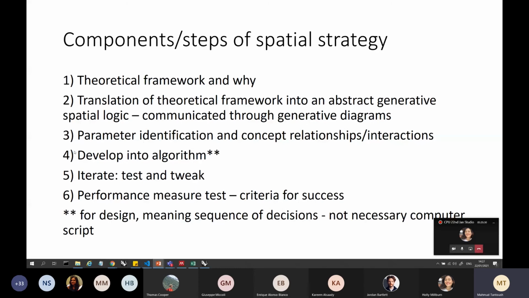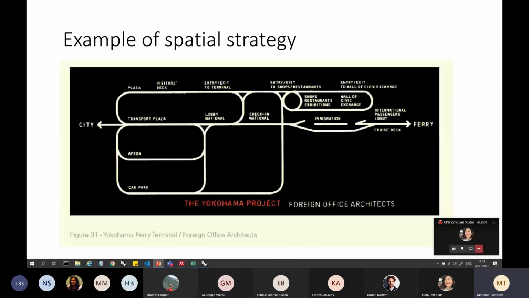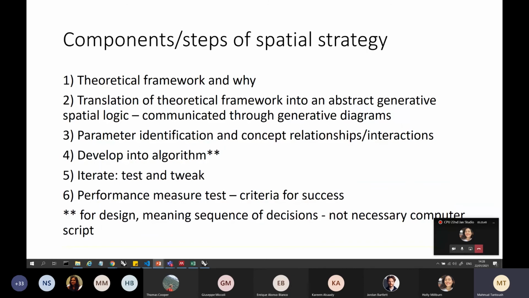Up here, number 5: iterate, test, and tweak. Because you have an abstract logic of organizing space, once you change something's position, in an example of a computer algorithm, everything reacts to it because it's bounded by these relationships that you've defined. This is where you can test your spatial strategy. What happens if I put these arrangements in this way or that way, and how that works. I can iterate, and through this testing, I can go back to parameter identification and concept relationships, and tweak it.